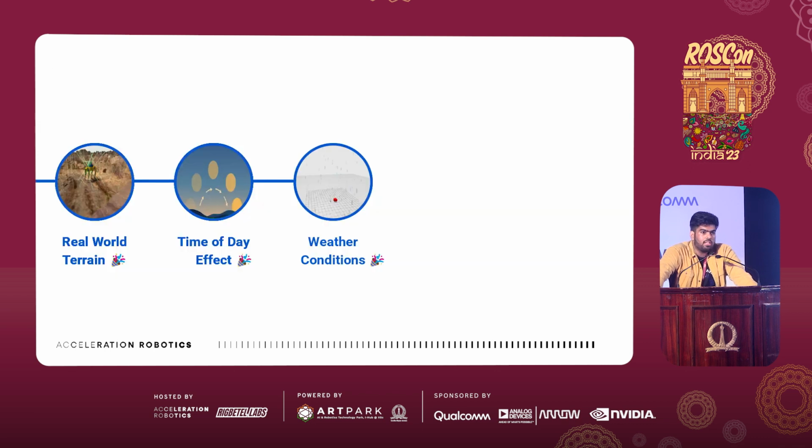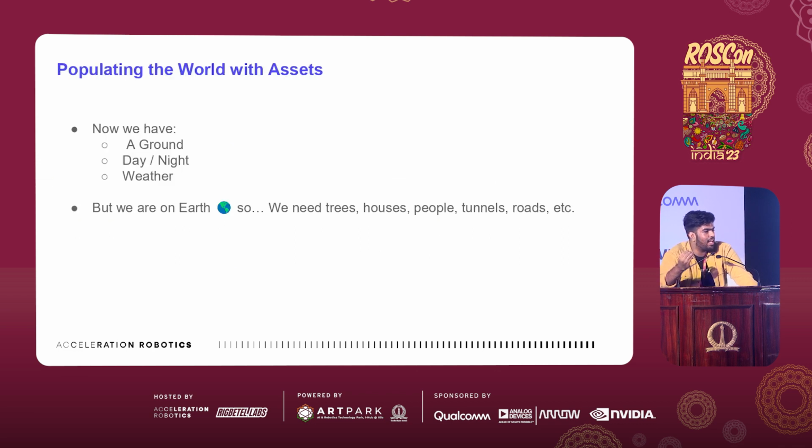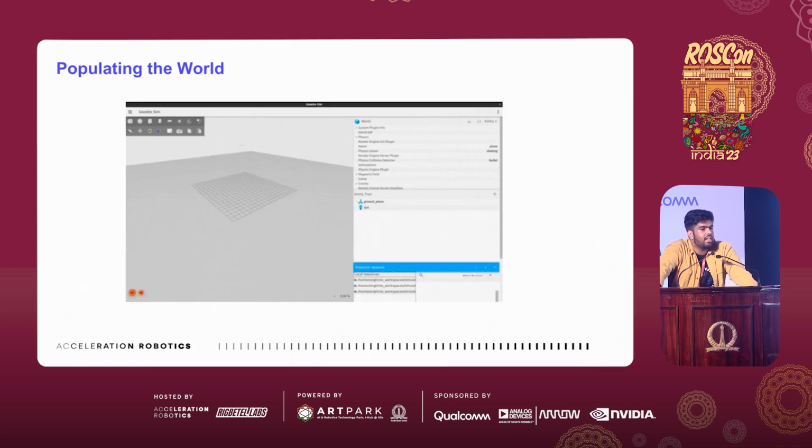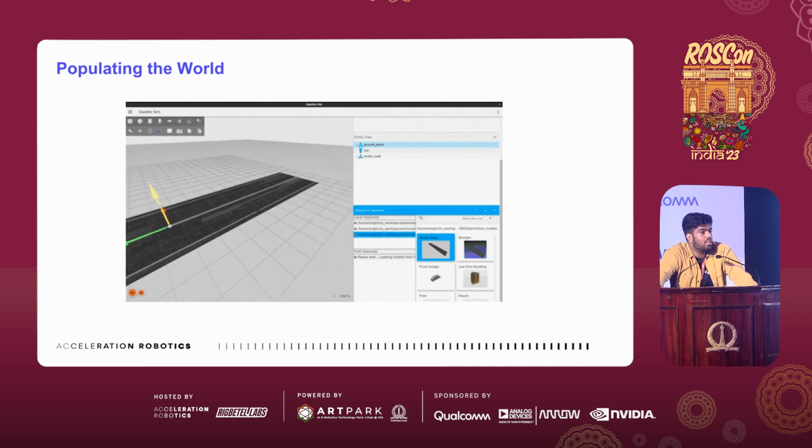Now let's see how to populate the world. Obviously the simulation is not just a plain world with elevation maps and sun or dust. We need models and everything to add to the world and create a very realistic simulation. That's where Gazebo's resource spawner comes in, and it is linked to a big repository called GZ Fuel.